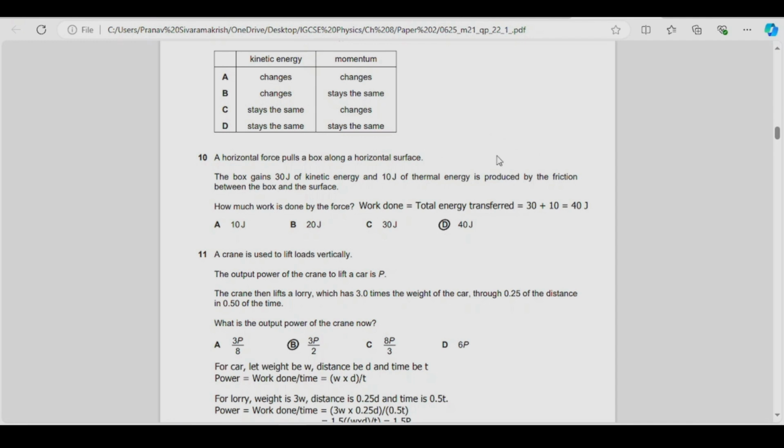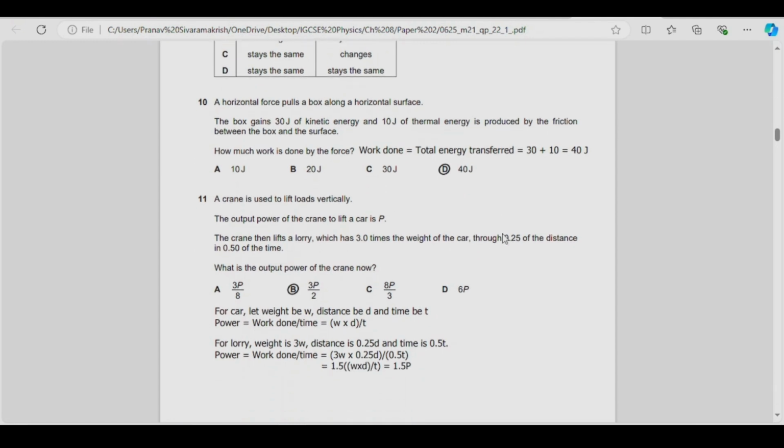But because of friction, there will always be some amount of energy that is wasted, which is why we talk about the concept of efficiency. You could have heat, which is the most common source of waste. You could have sound, which sometimes you don't need, so it's a source of waste as well. Ultimately, the force still needs to provide enough energy to move the box and also to overcome the energy lost due to friction. So total energy transferred would be 30 joules plus 10 joules, which is 40 joules. That's the total amount of work the force has to do.